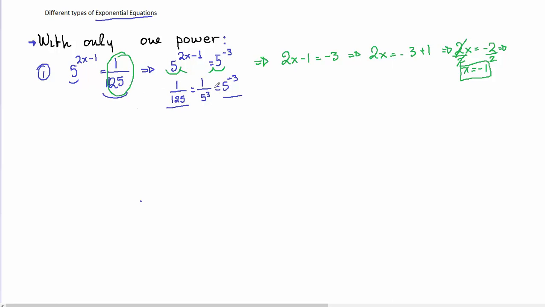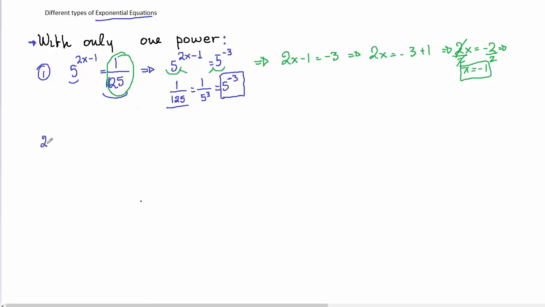Now, the beauty of this example is that it's simple, and it's simple because the 125 can be written as a power of 5. So we can find a way to rewrite the 1 over 125 as a power of 5. It's 5 to the negative 3.